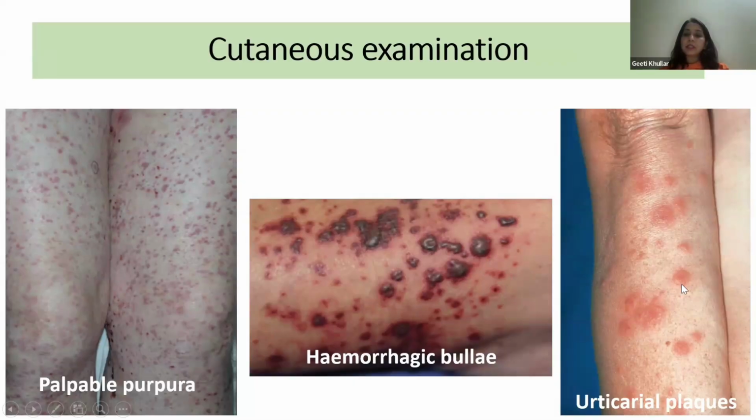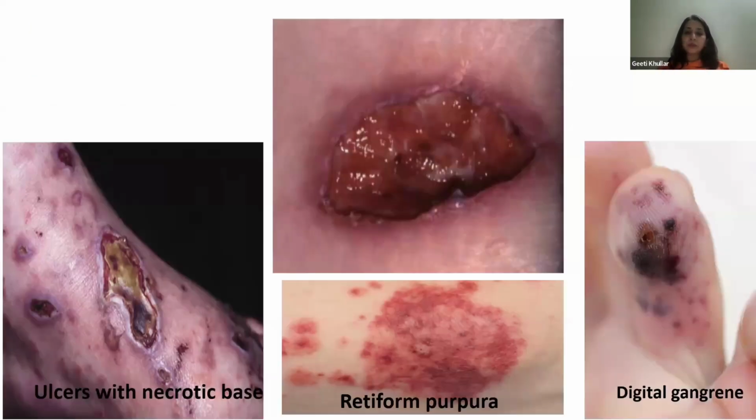Then you sometimes have these urticarial lesions, wheal-like lesions, but they would be persisting. They would not go away in 24 hours, unlike urticaria. They would be tender rather than itchy, and they would leave behind post-inflammatory hyperpigmentation. So this is how you classically differentiate urticaria from urticarial vasculitis.